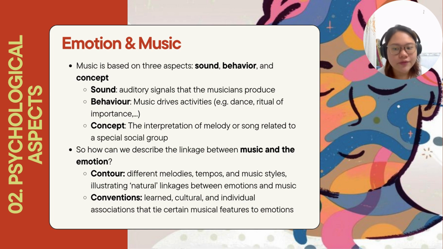On the other hand, the conventions are the learned, cultural, and individual associations that tie a musical feature to an emotion. This goes beyond the natural link of the contour, like tempo, melody, or style. Conventions develop over time through shared experience, social context, media, and the personal memory of that individual. Let's take an example to make it clearer.